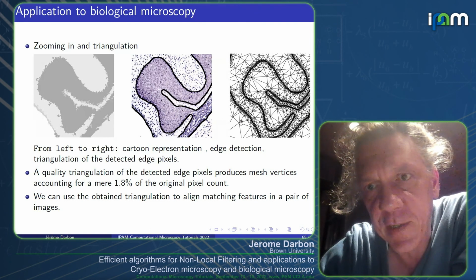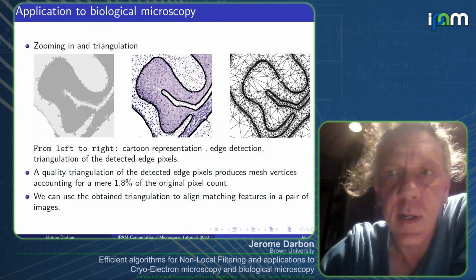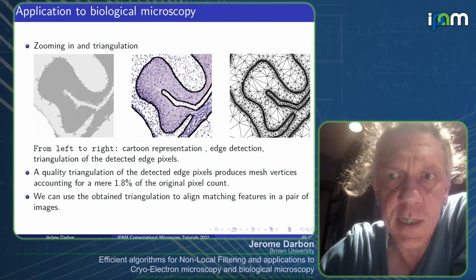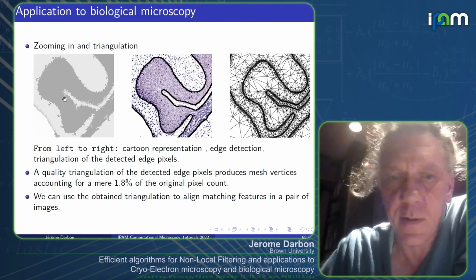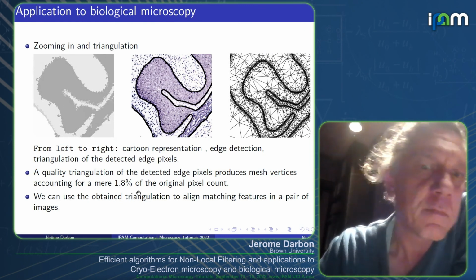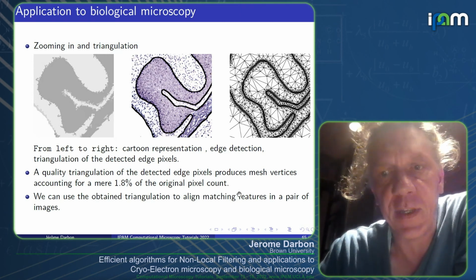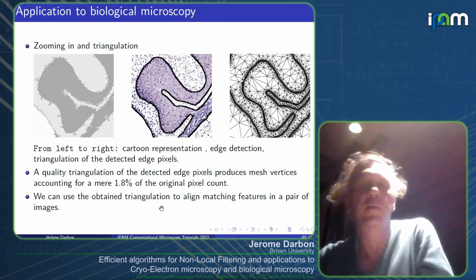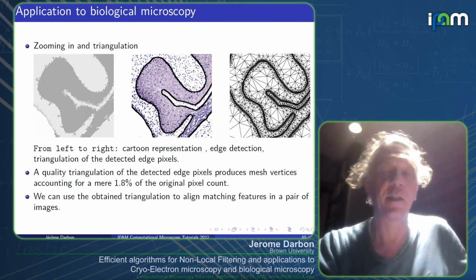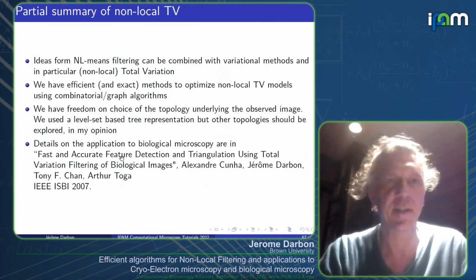And once you have these edges, then you can run triangulation algorithms. And the triangulation that we got here to represent the original image contains only about 2% of the original pixels of the information. And again, you can use it to match features, to solve PDEs, and so on, because you have the triangulation. Okay, let me skip that.